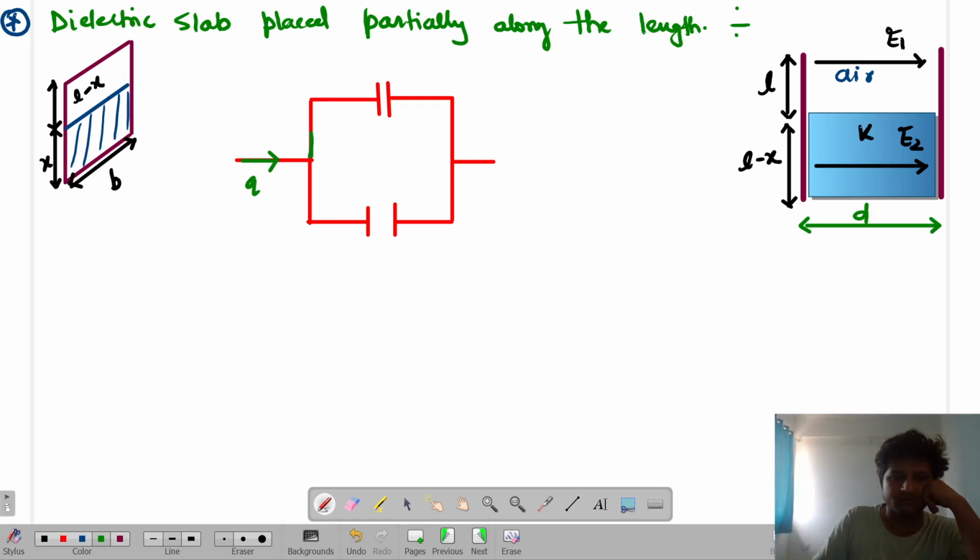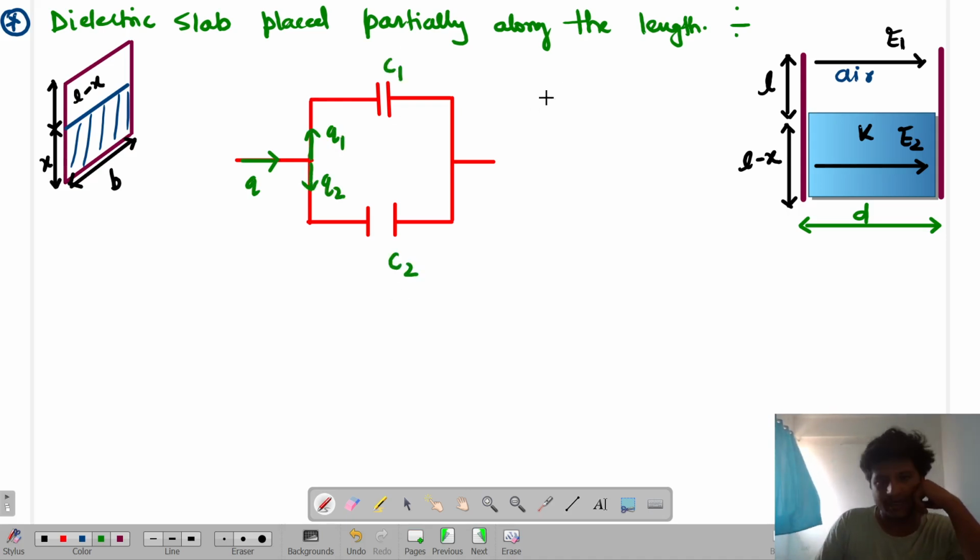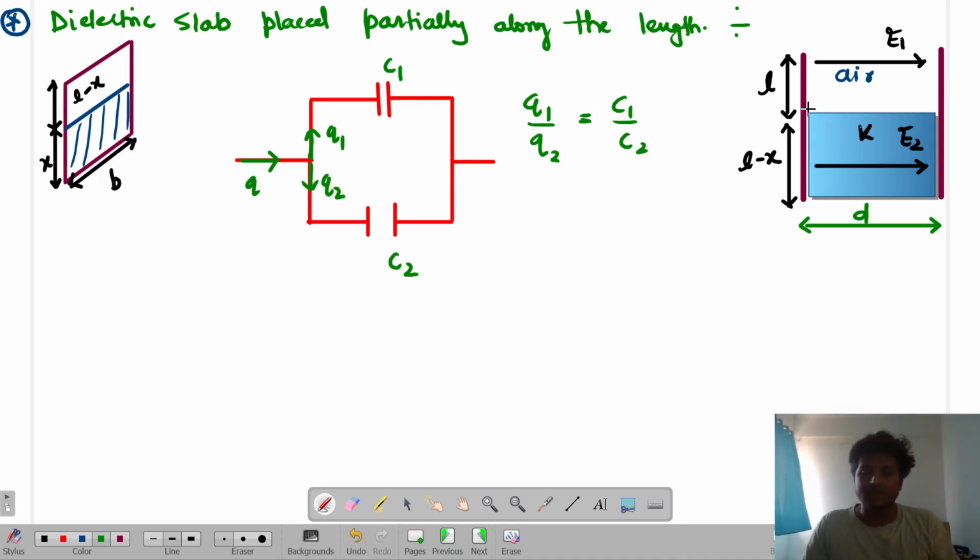So let's suppose it was Q1 here, and another one here as Q2. And if it is C1 and C2, then I can write the ratio Q1 by Q2 is equal to C1 by C2. So see, there was a question in NEET 2017 that when we place the dielectric slab in the capacitor, do the charges on the plates on the areal basis differ or are they the same? The answer is it is totally different. You can see this relation that Q1 by Q2 is equal to C1 by C2, isn't it?